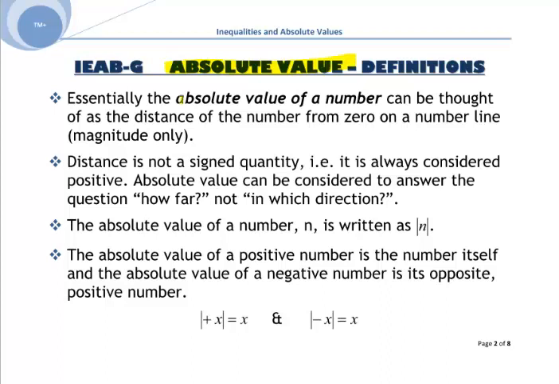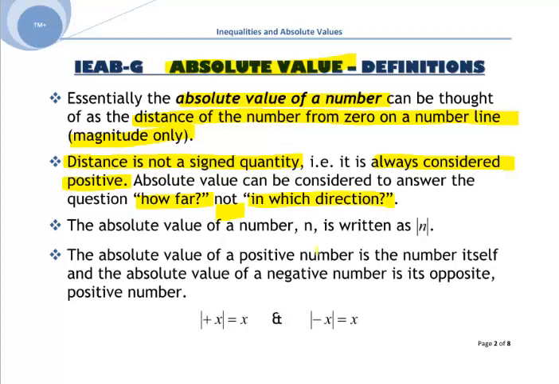Essentially, the absolute value of a number can be thought of as the distance of that number from zero on the number line. So we're looking at magnitude or size only. Distance is not a signed quantity, so it's always considered positive. Absolute value can be considered to answer the question how far, not in which direction.